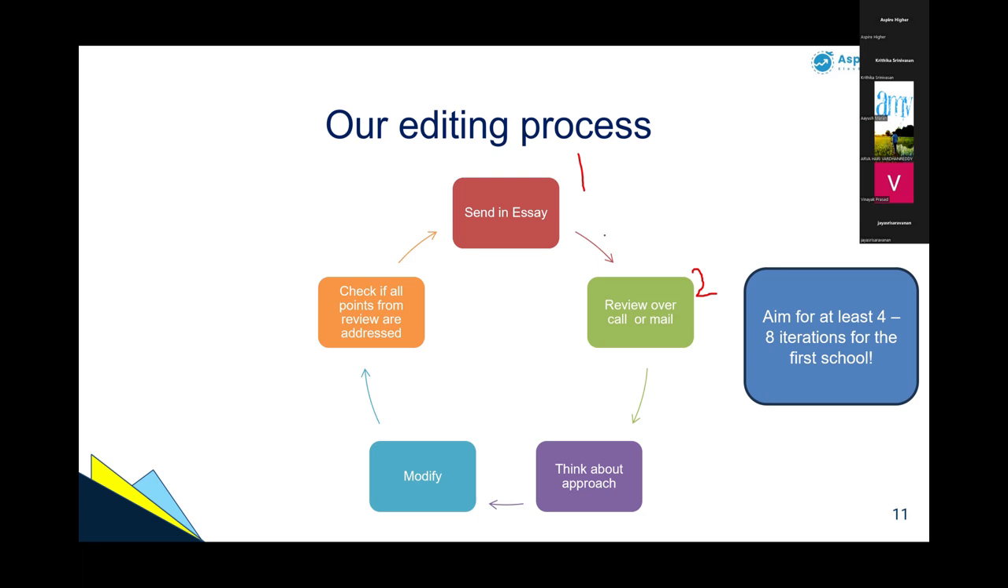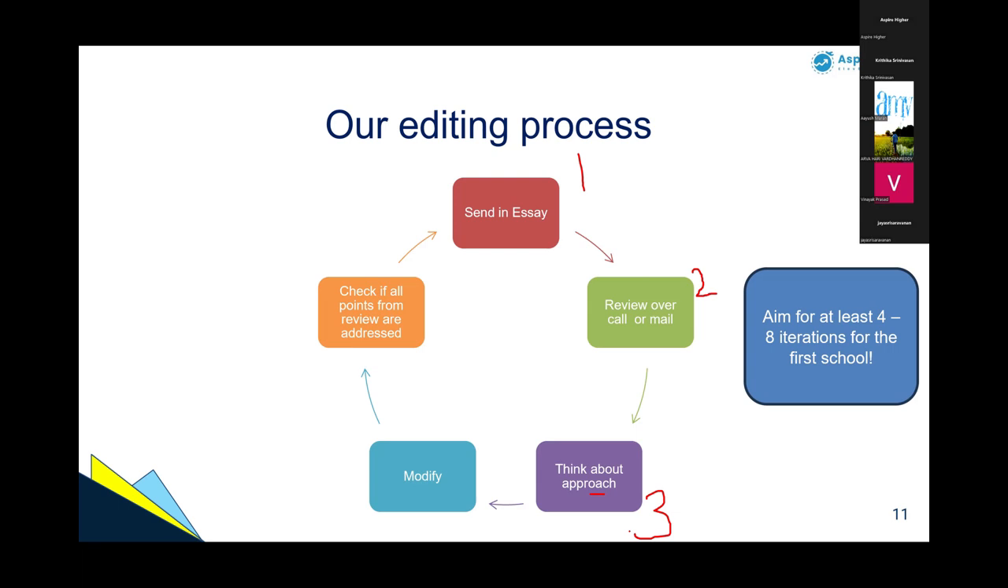Okay. Initial reviews might be with calls because it will help you, but later reviews are by mail, right? You will just send the document, we will make the corrections, and we will send it back to you. Okay. Now, after we send a review, you're going to think about approaching the points that are mentioned in the review. And how are you going to modify it? All right. So you will do the thinking.